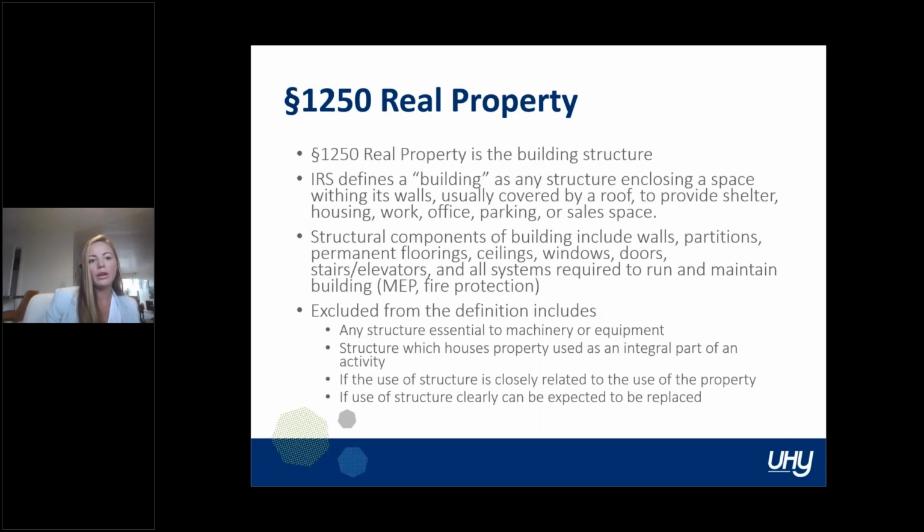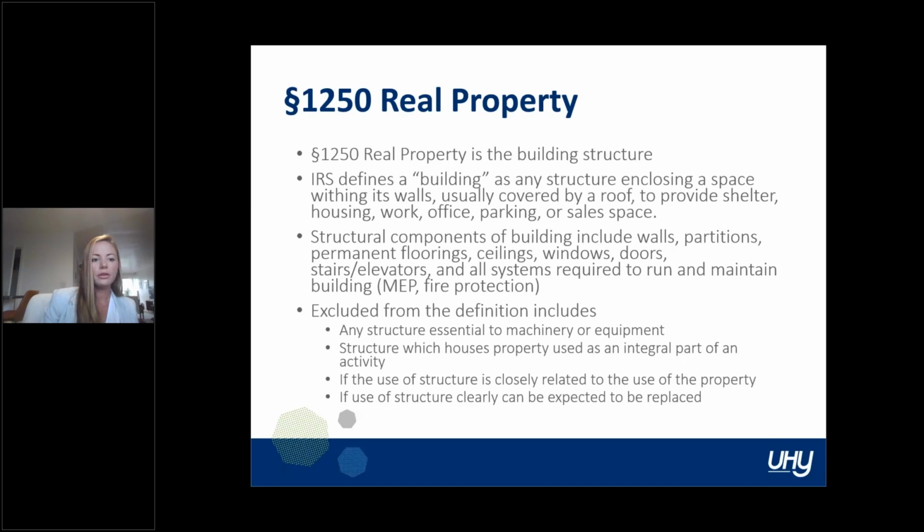So next I want to do an overview of the difference between 1250 real property and 1245 personal property, so you gain a better understanding of what these studies are and what they do. So 1250 real property is going to be the building structure. The IRS defines a building as a structure that's enclosed within 4 walls. It's typically covered by a roof, and the purpose of the building is to provide shelter, housing, work, parking, or sales space. When they say parking, you want to think of like your parking garage that would have typically 4 walls and a roof over it.